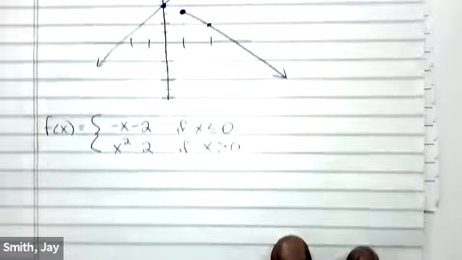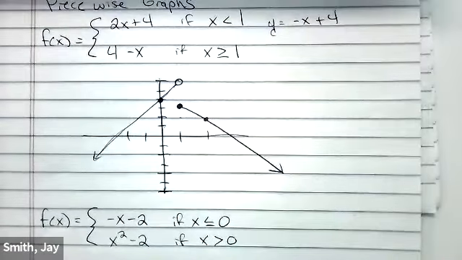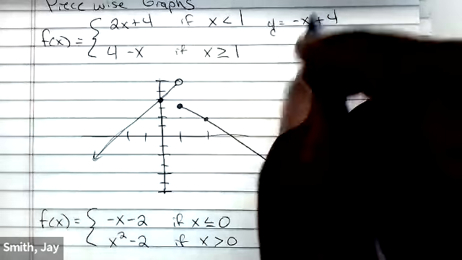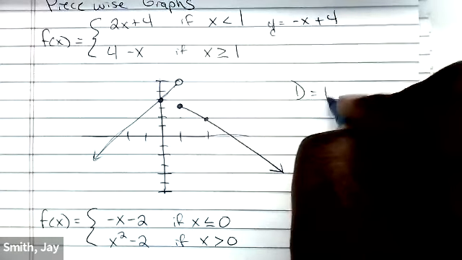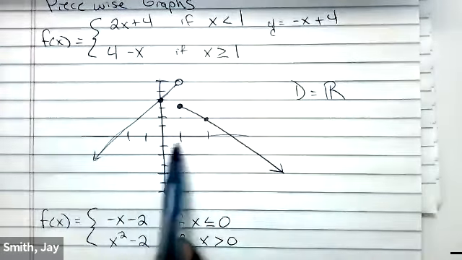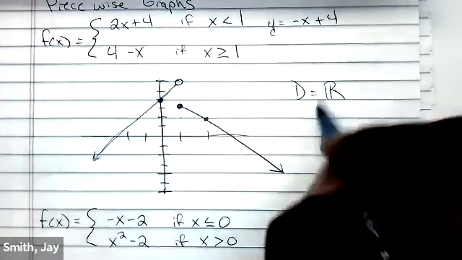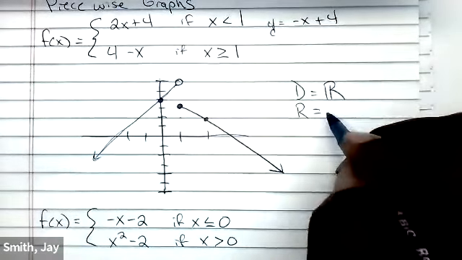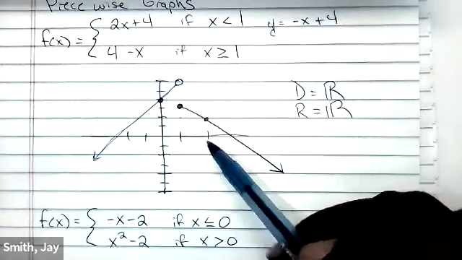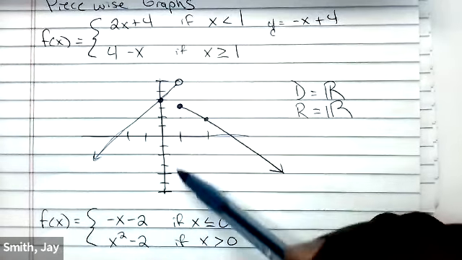Oh, really quick. In terms of domain and range for this piecewise defined function, the domain is the entire real number system. There is no x value that won't land somewhere on this graph. The range is also the entire real number system. There is no y value that doesn't intersect this graph somewhere.